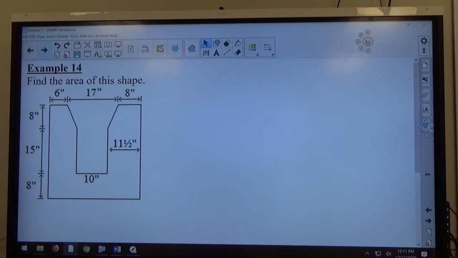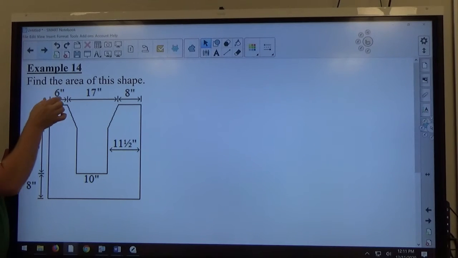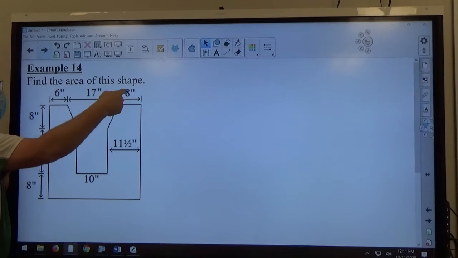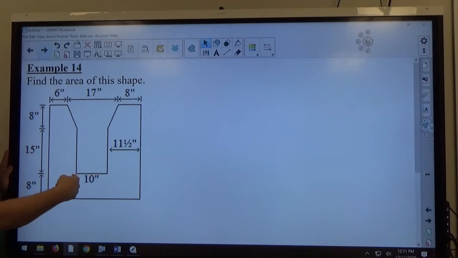Example 14, find the area of this shape. Sometimes they draw it like this, with these gaps here. That's 6 inches, that little piece there, and that's a 17-inch gap right there. That's an 8-inch there. This is 10.